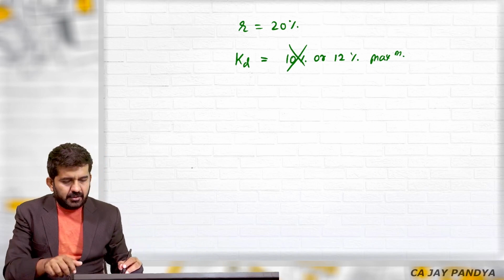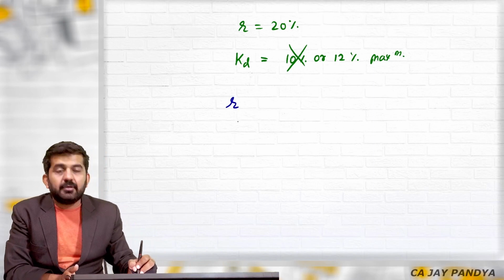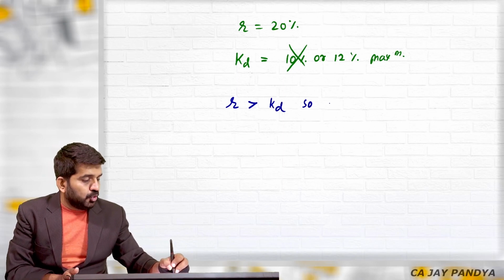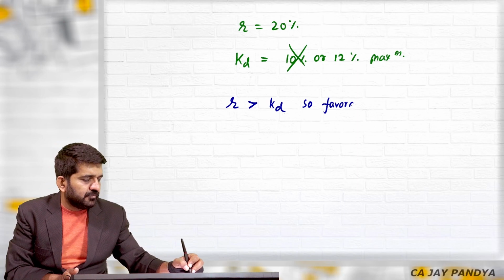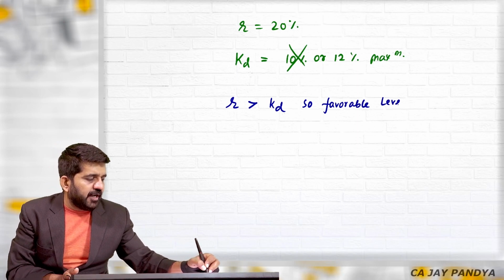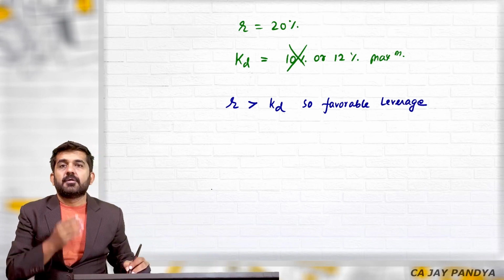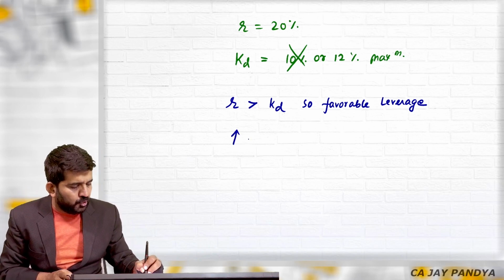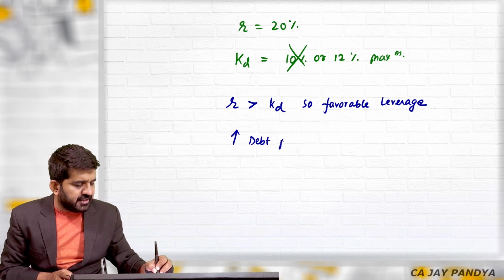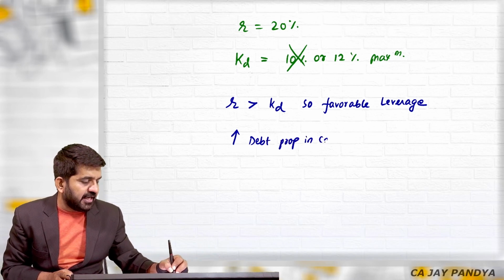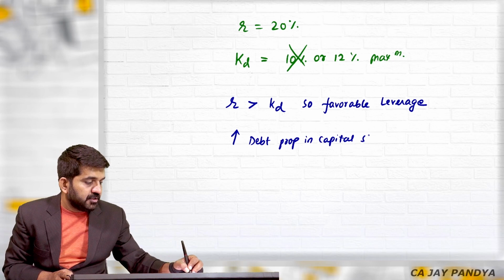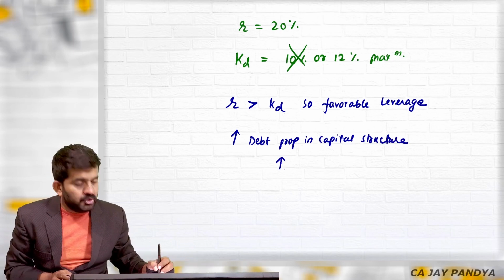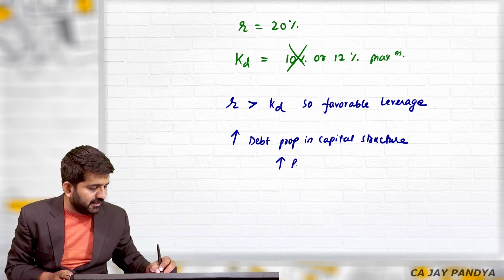Still, R is greater than KD. So there is a favorable leverage. So trading on equity will work. So what should you do? You should increase the debt proportion in the capital structure. What does it mean? You should always select the higher risky plan.